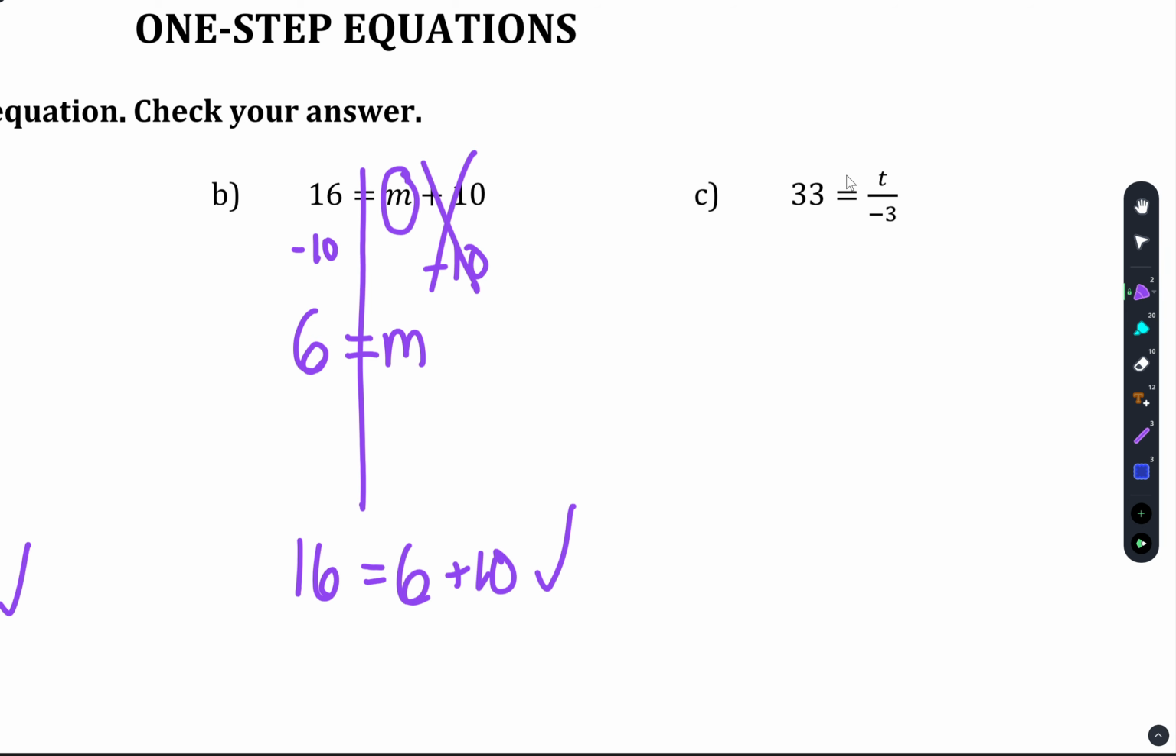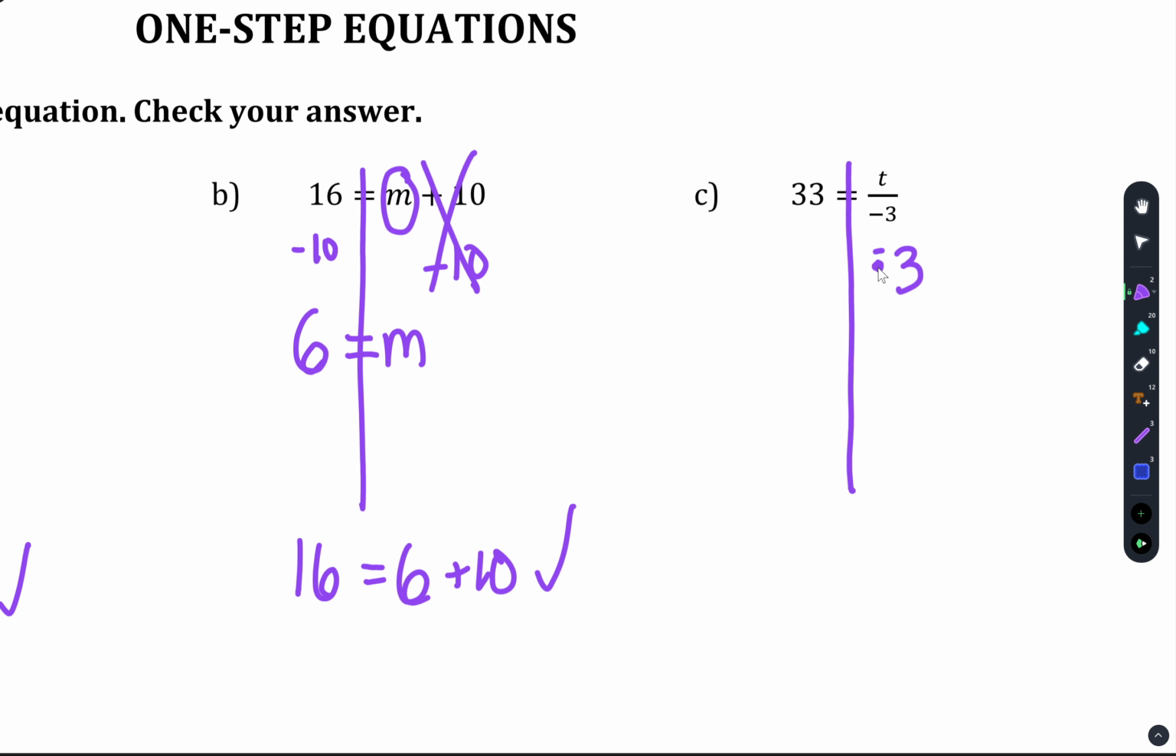All right, letter C. Draw my railroad track through the center. I have 33 equals t over negative 3. What operation is that right there? It's division. So how do I undo division? Multiplication. Do not forget to multiply by the negative 3.